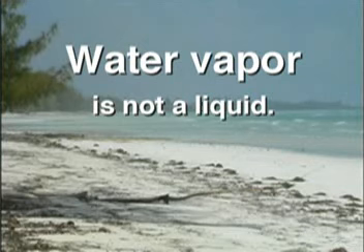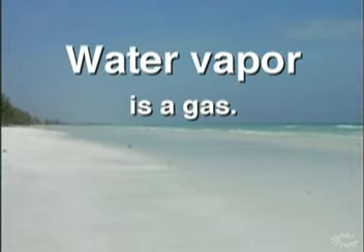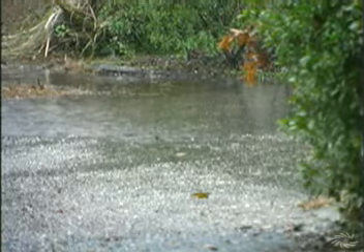Once evaporation lets water vapor float in the air, the water is not a liquid anymore because you can't pour it. It's not a solid because you can't see it. Now it's called a gas. A gas is something that you can't see or touch, and it floats with air. Water is very special because it can be a solid like ice, a liquid like rain, or a gas like water vapor.